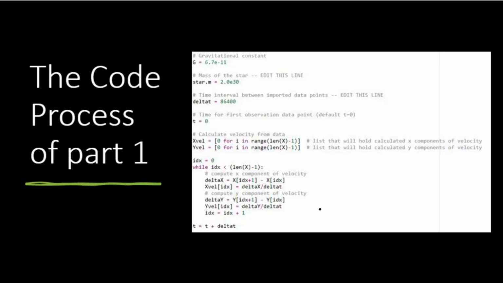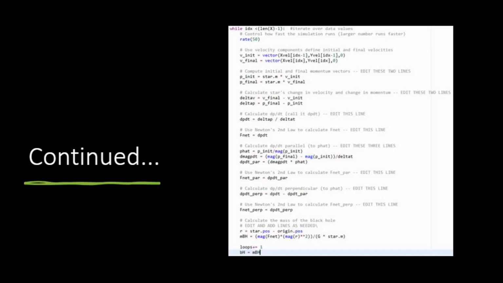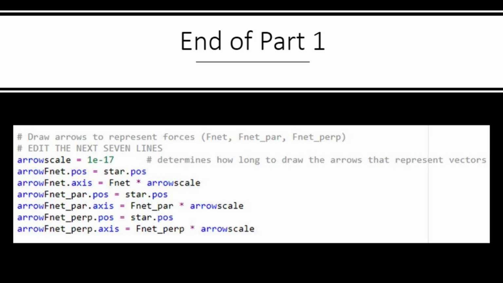For the first part of the code, I inputted my mass for the star of 2.0 times 10 to the 30th power. The second part of the code is where all of the previous formulas come into play. Here we are given the initial and final velocity and momentum, which allows us to find the change in momentum over the change in time, and also building net force from the parallel and perpendicular components. The end of the code is about the arrows in the model.